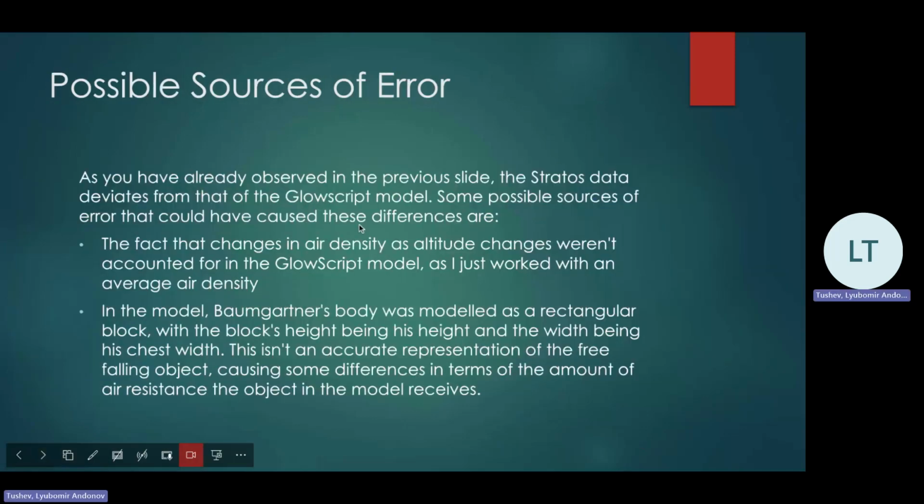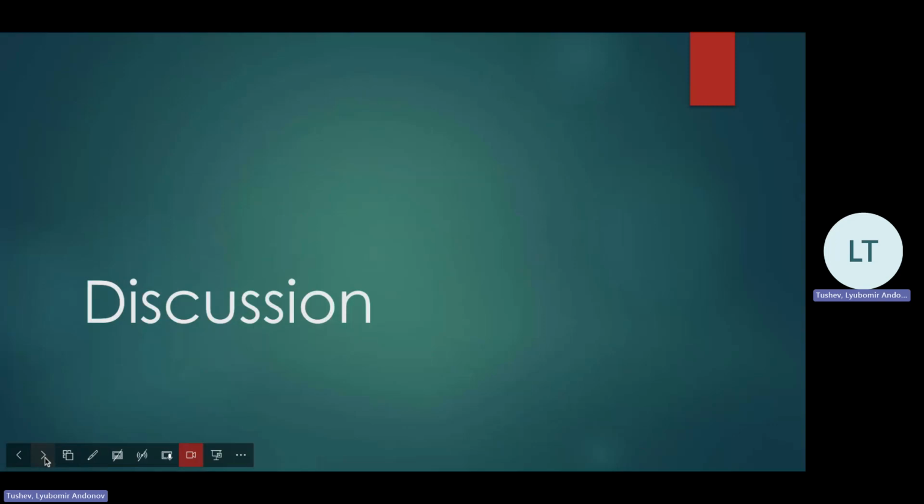Possible sources of error: the fact that the air density changes with altitude, which was not accounted for in the GlowScript model, and the fact that Baumgartner's body was modeled as a rectangular block in the GlowScript model, which wasn't an accurate representation of his actual stature.